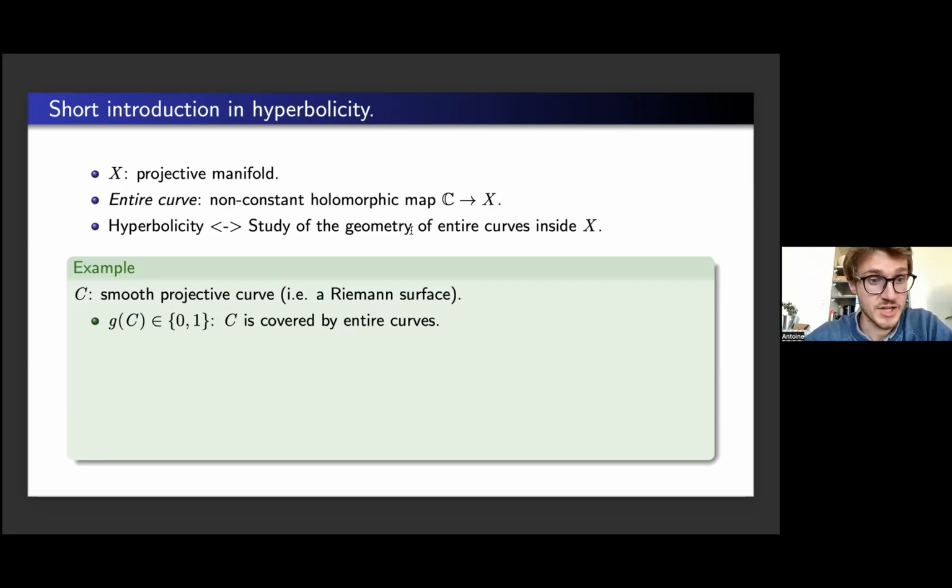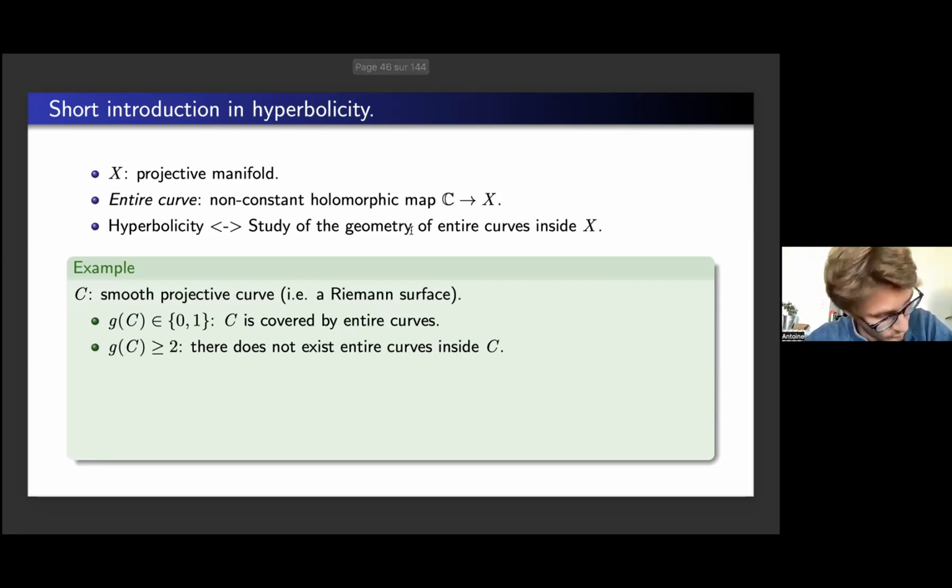Whereas for genus G strictly greater than 1, so greater or equal than 2, there does not exist any entire curve inside C. And to prove that, modulo the Riemann uniformization theorem, it's very easy to show. If you have a map from the complex plane to C, then you can lift it to the universal cover of C, which is the disk by the Riemann uniformization theorem.